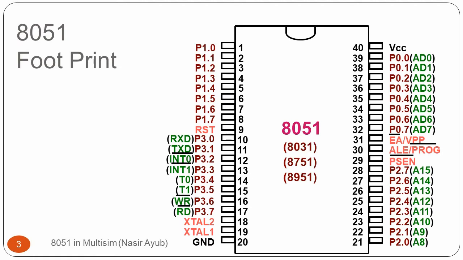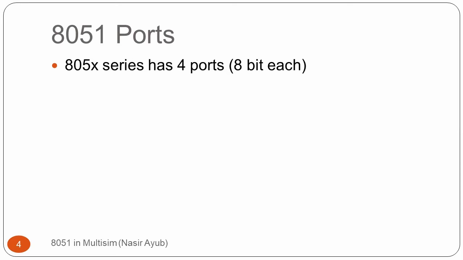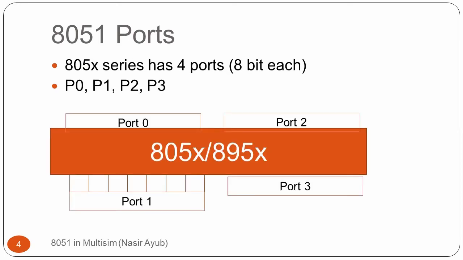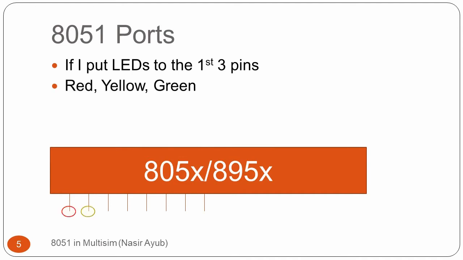So here's the footprint of the 8051, and in today's example, I'm going to use these three pins, port 1.0, port 1.1, and port 1.2. As I said, we have 4 ports, and let's say I'm going to use port 1. I put 3 LEDs on the first 3 pins of port 1: red, yellow, and green.